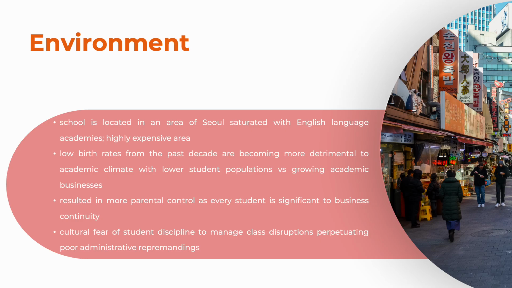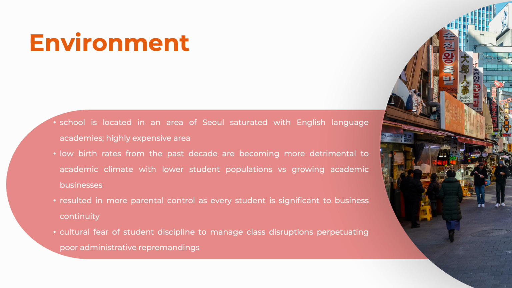In this environment, there are some additional outside influences that we're going to have to consider. First is that the school is located in an area of Seoul which is saturated with English language academies. It's a very expensive area to host academies. There have also been reports of low birth rates for the past decade, which are becoming more detrimental to academic climates with lower student populations versus the growing academic businesses.